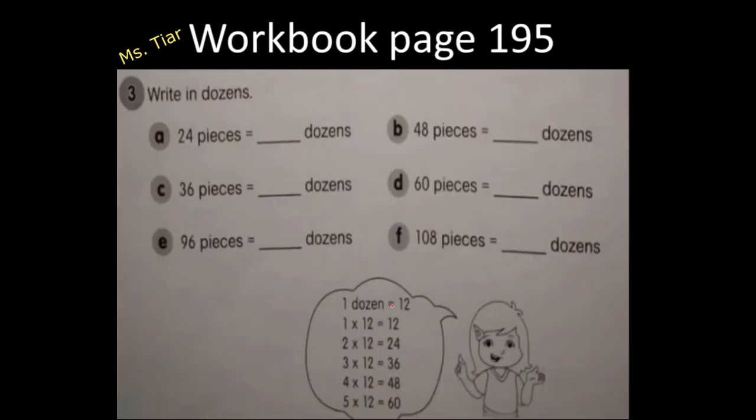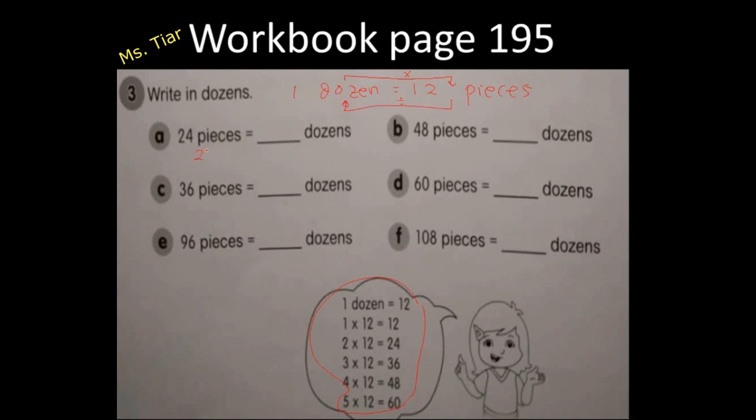Next, we have this one, guys. This is really helpful for you. Why? Because this helps you memorize the dozen. Just remember, if you want to memorize a dozen, you need to do multiplication of 12. So now 24 pieces equals how many dozens? Just remember, 1 dozen equals 12 pieces. You have to divide. If you convert from dozen to pieces, you need to multiply. If you convert from pieces to dozen, you need to divide.